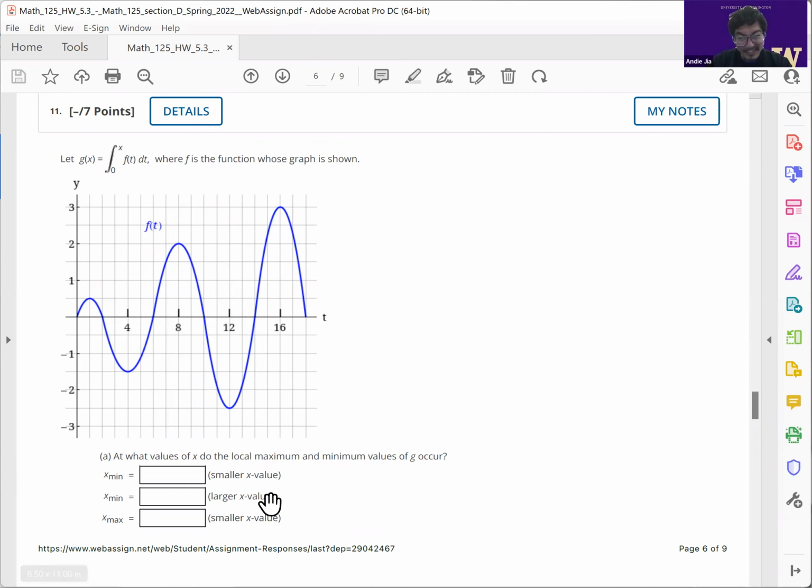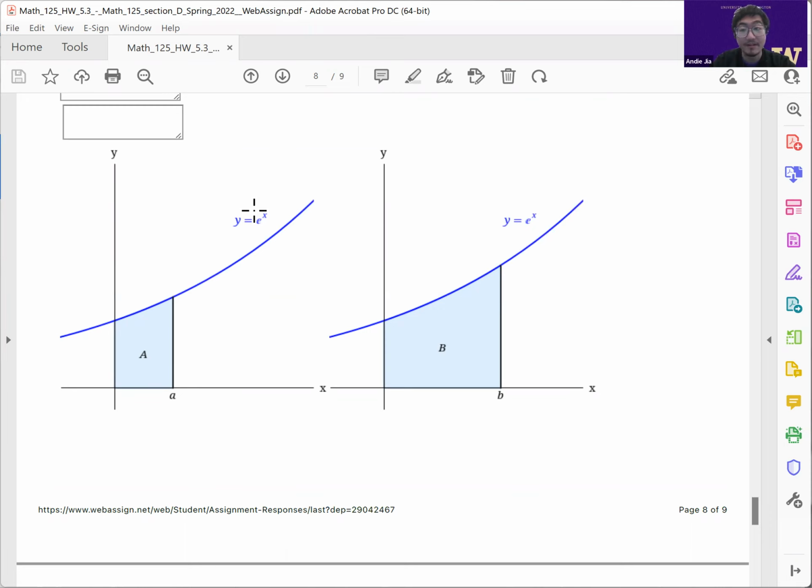Concave downward is when the second derivative is negative. For this problem, it needs some very special attention, so I will make a handwritten homework guide for this problem.